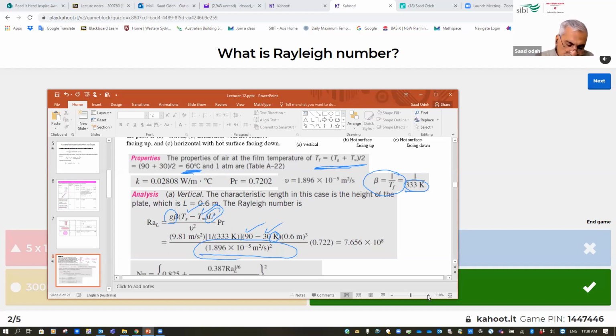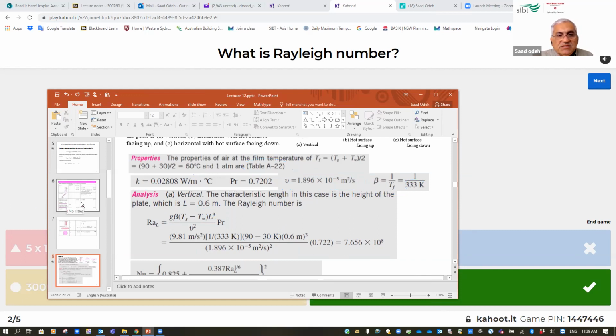Okay, so kinematic viscosity is already given in the question, but in the exam, you may need to go to table A22. All right. So from table A22 at T film 60, you can find all these values. You can find the K, the Prandtl number, the kinematic viscosity. These 3 values you need in your calculation, so you have to find them. All right. So that's the first requirement in the question.